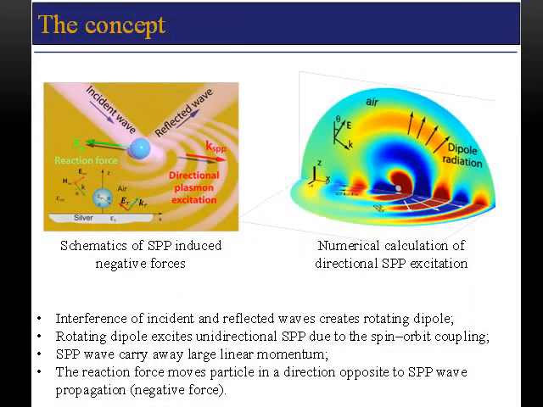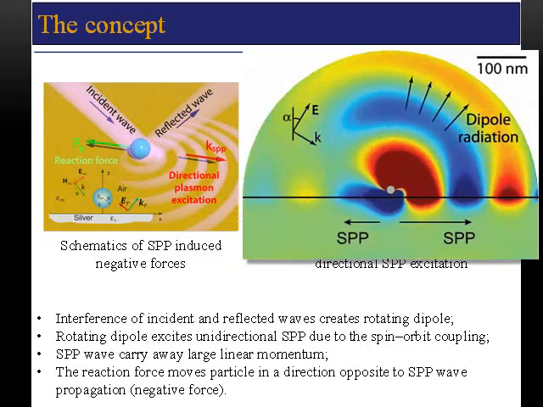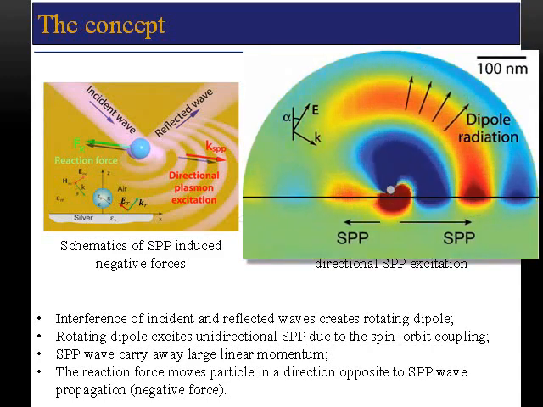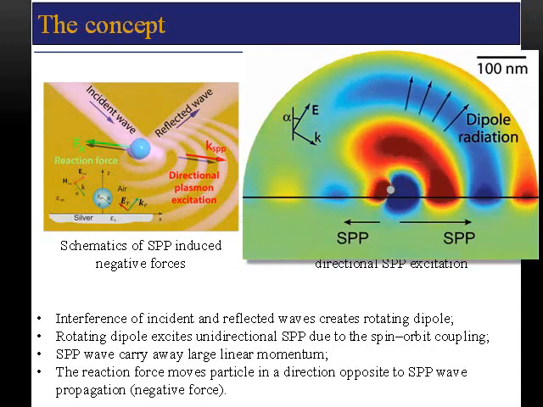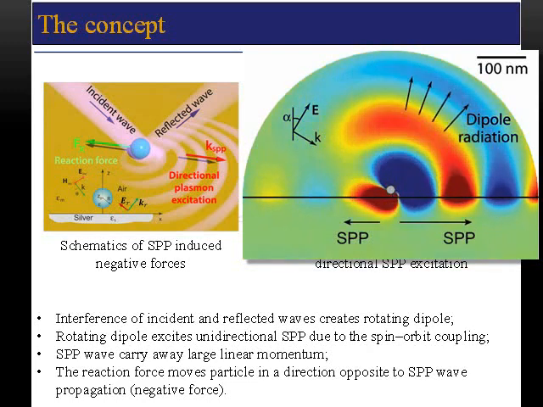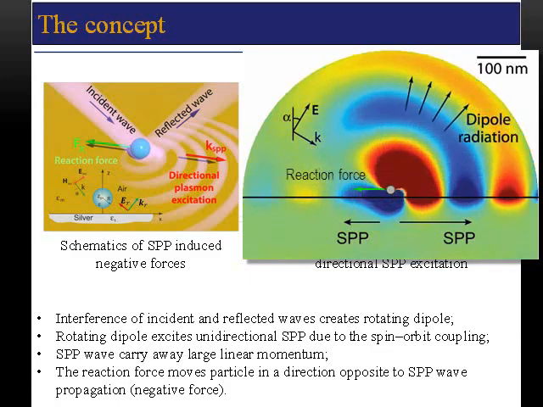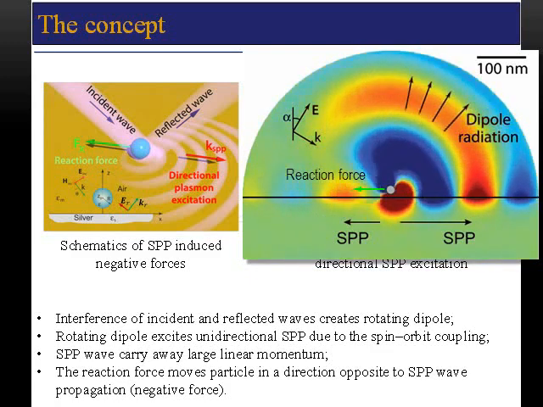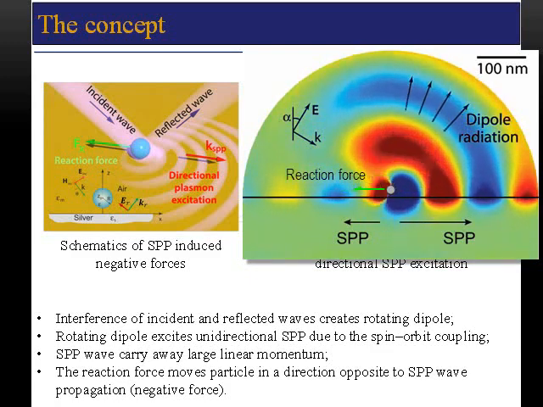Here is the overall concept of the approach. The interference of the incident and reflected waves creates a rotating dipole with an asymmetric scattering pattern. The rotating dipole excites unidirectional surface plasmon polariton waves. Surface plasmon polaritons carry away large linear momentum. As a result of momentum conservation, the reaction force moves the particle in a direction opposite to the surface plasmon's propagation.